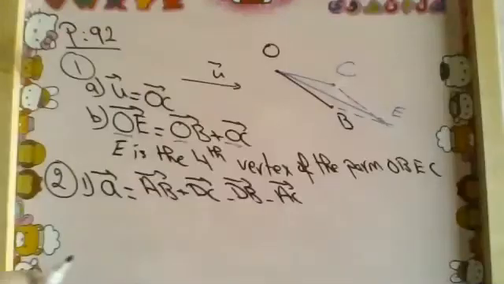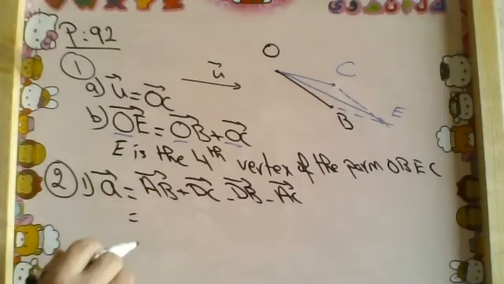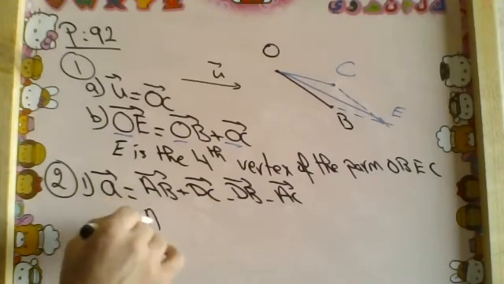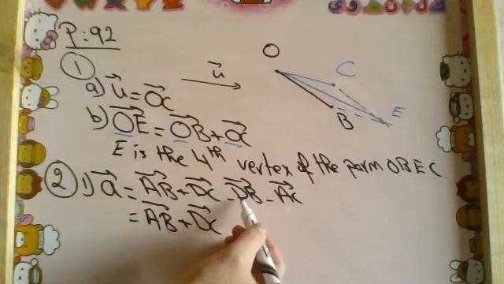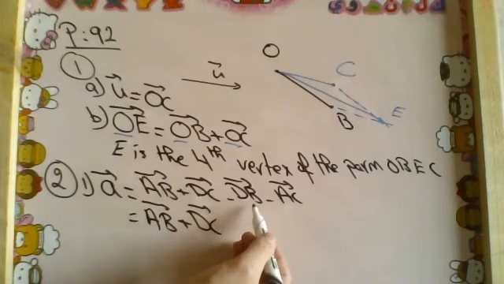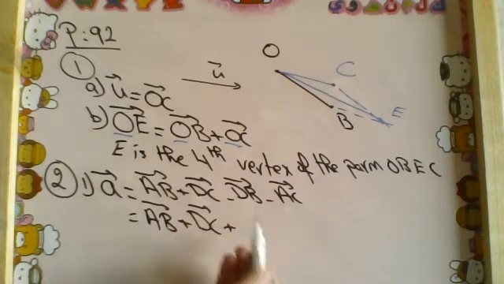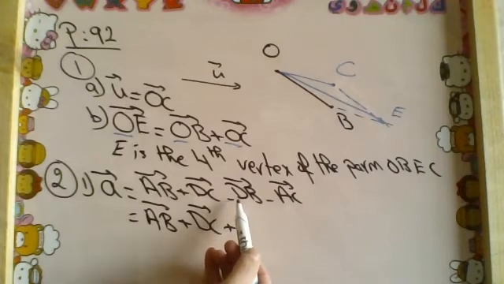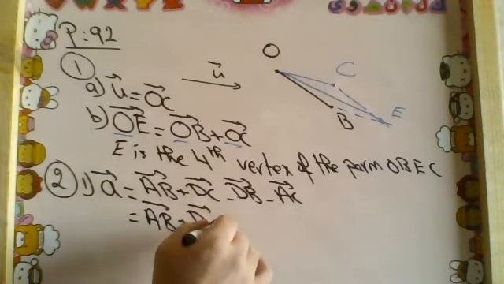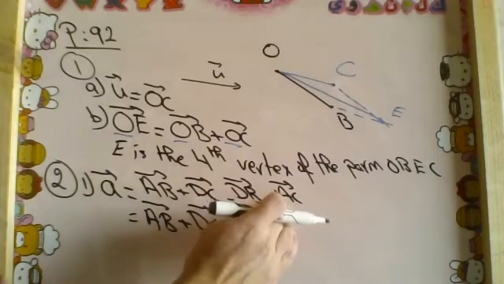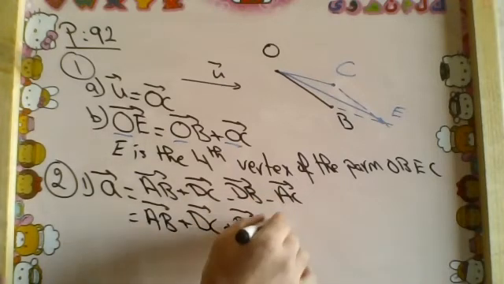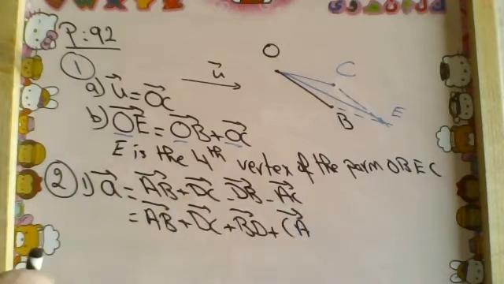Okay, here I can say AB plus DC. This one, how to change it? Plus BD. And plus CA.